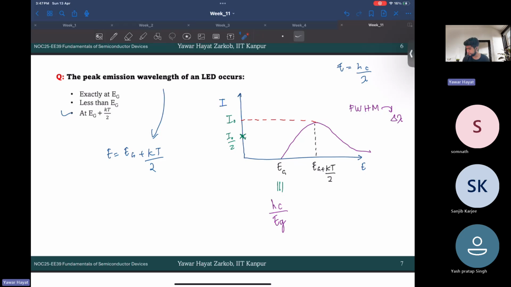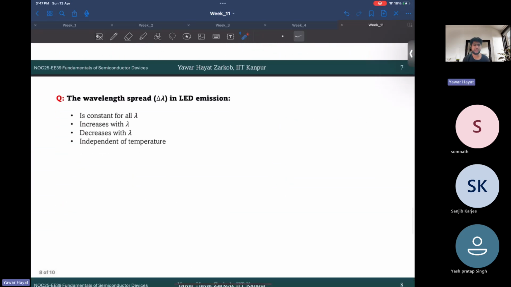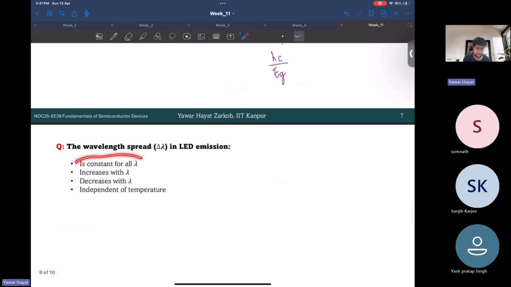Now, what else? This wavelength spread delta lambda, is it constant for all lambda? Does it increase with lambda? Does it decrease with lambda? Or is it independent of temperature? Sir, increase and decrease both. Increase and decrease both? How would it increase as well as decrease? It has to be one of them. You say that wavelength spread.